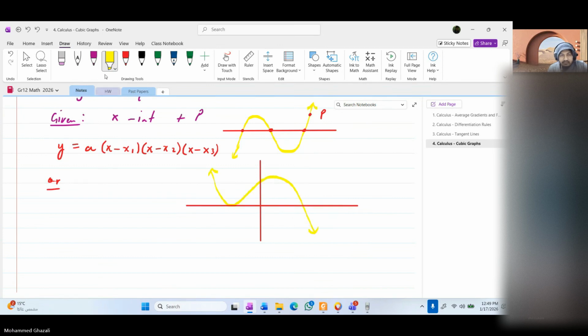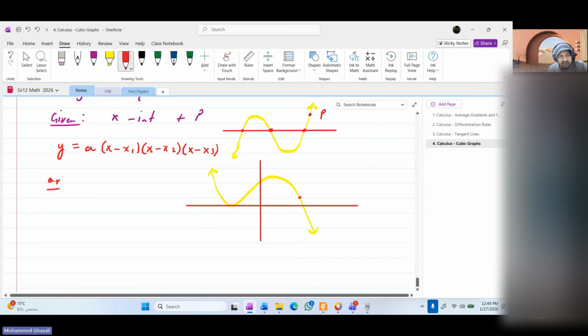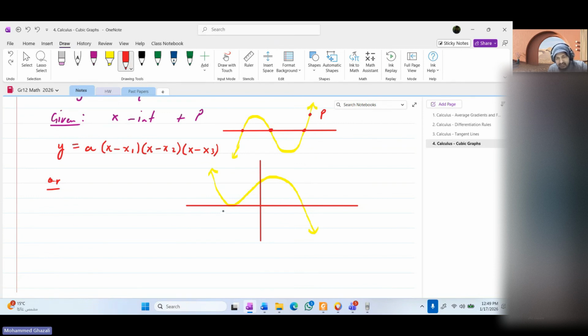Okay? And you have another point over here. So basically, you only have two x-intercepts now because one turning point is on the x-axis. You got x1 and you got x2, right? And obviously some other point is given, point P is given. Why do we have to substitute the third point? We have to substitute the third point to find the value of A.